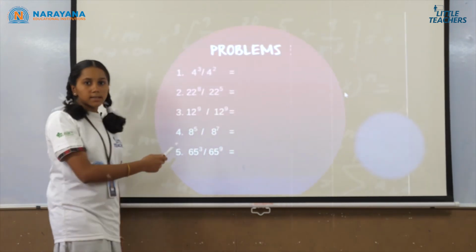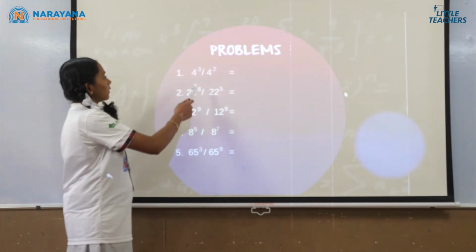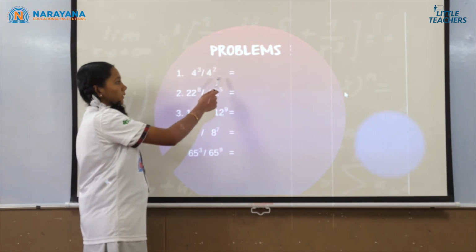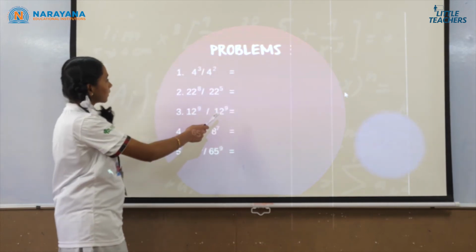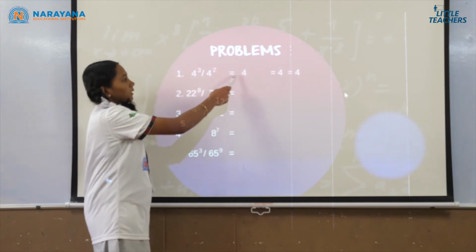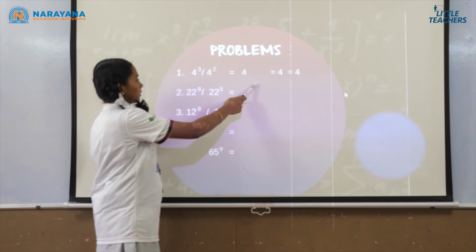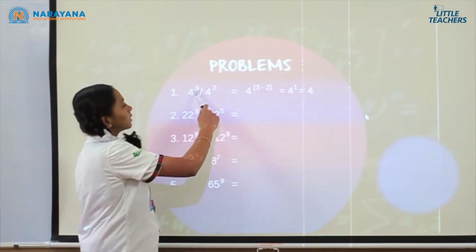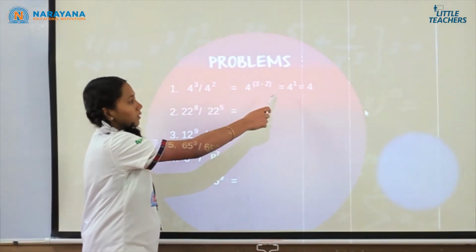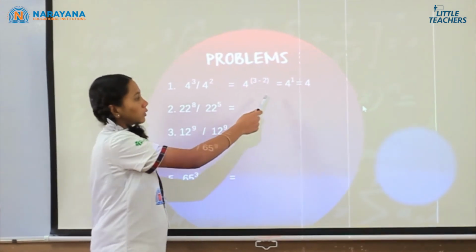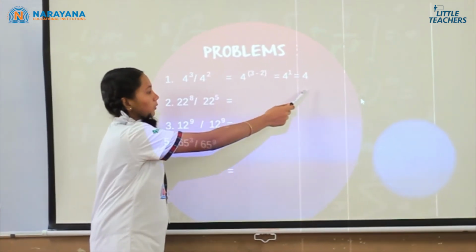Let us solve some exercises based on these sums. 4 power 3 by 4 power 2. Here the bases remain the same and we have to work out only with the powers. Here 3 minus 2 gives 1. So 4 power 3 minus 2 gives 4 power 1, which is 4.